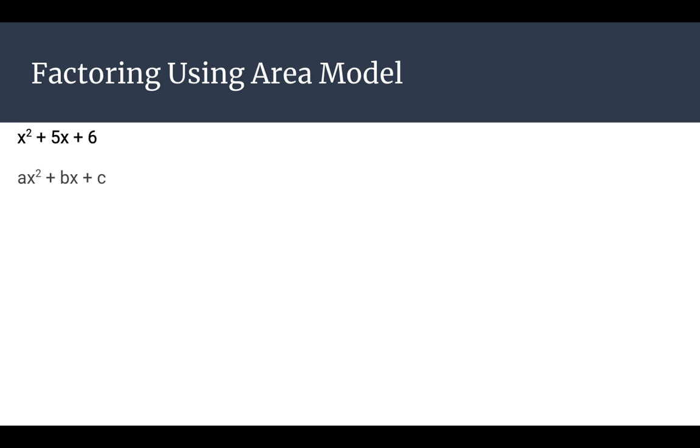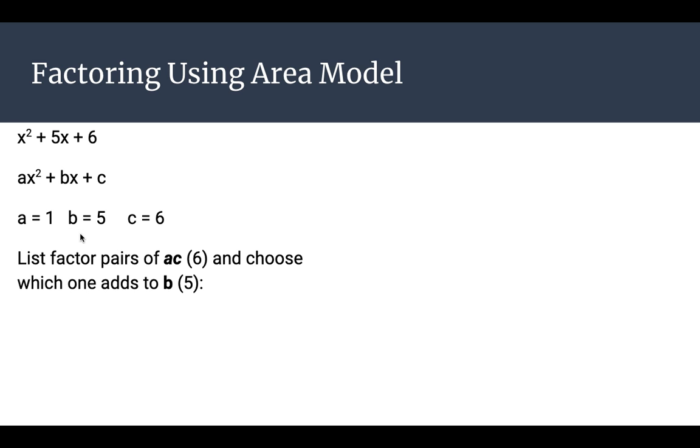And your first step is to figure out what's A, what's B, and what's C. So our A, there's no number here, which means it's 1. Our B is in front of the x term, so it's 5. And our C is 6. And what we want to do is find two numbers that will multiply to give A times C and add to B. So first, let's list the factor pairs of A times C. And A times C in this case is 1 times 6, so it's just 6. And then let's find any of those that add to 5.